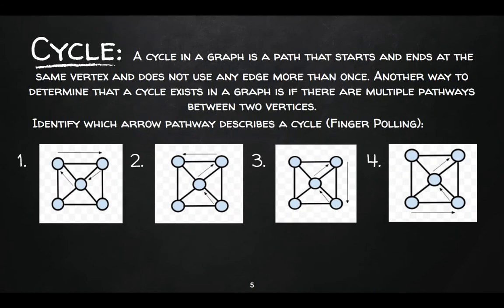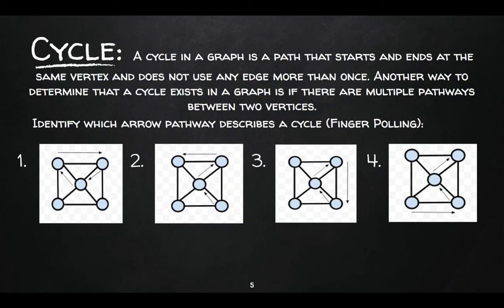All right, a cycle. This is a definition. If you look on your word wall, it's just been introduced. A cycle in a graph is a path that starts and ends at the same vertex and does not use any edge more than once. Another way to determine that a cycle exists in a graph is there are multiple pathways between 2 vertices. So we're going to identify which arrow pathway describes a cycle.